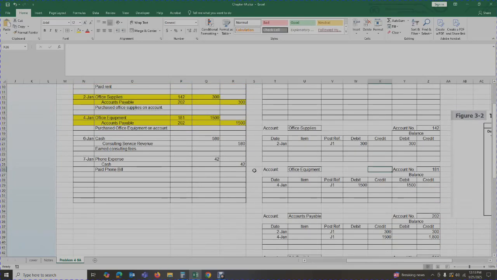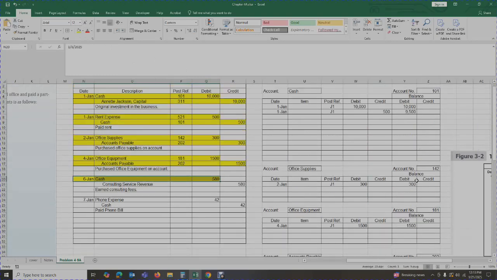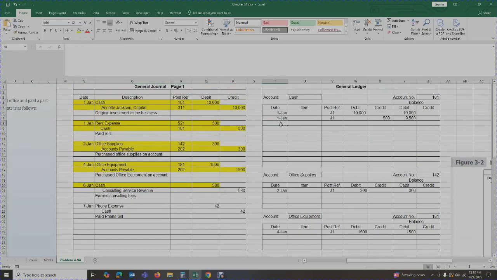Okay, so we are moving right along. Now we're going to do January the 6th. We've got a debit entry for cash for $580. So I'm going to go to my cash account. This is January the 6th. This is journal 1, and I have a debit of $580.